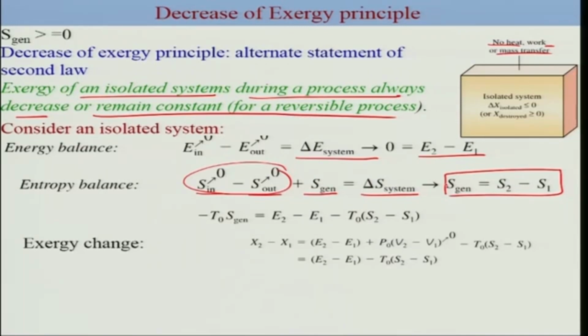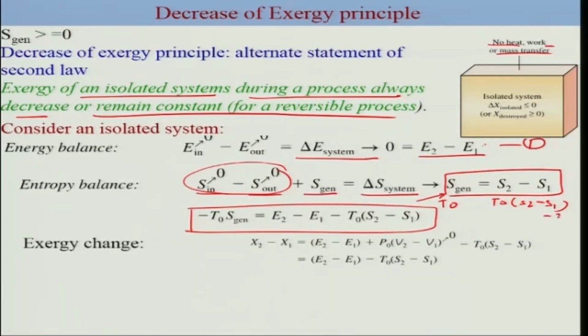Now you can multiply this term by T0, and then subtract this from the energy equation, and this will yield this equation. So if this is 1 and this is 2, then 1 minus T0 times 2 is going to give you this. Now, based on the definition of exergy, the exergy change is simply E2 minus E1 plus P0 times V2 minus V1, minus T0 delta S. Considering this is an isolated system, which means that V2 minus V1 is 0, after eliminating this term, what you get is this.